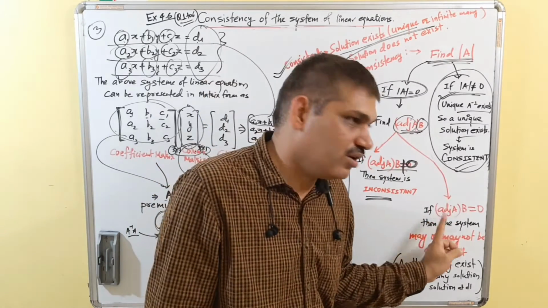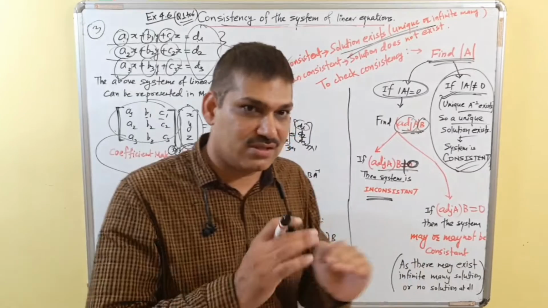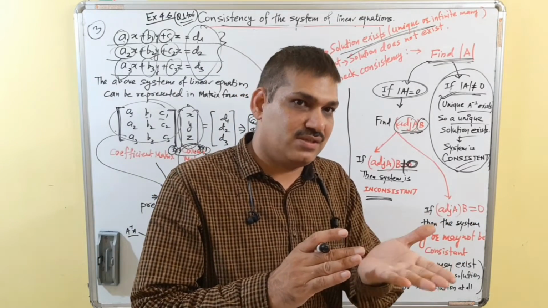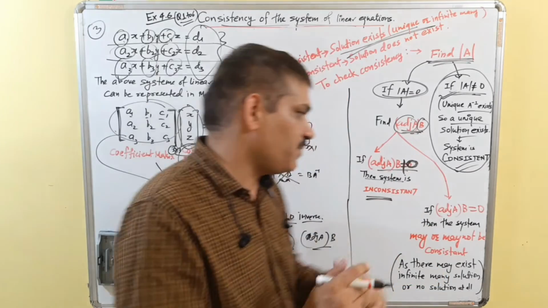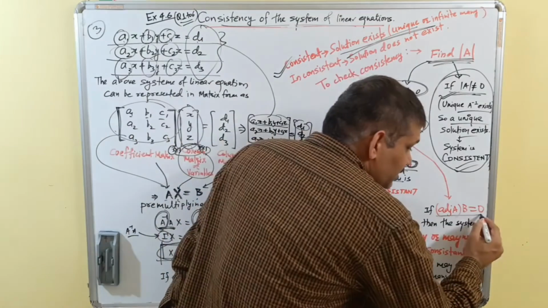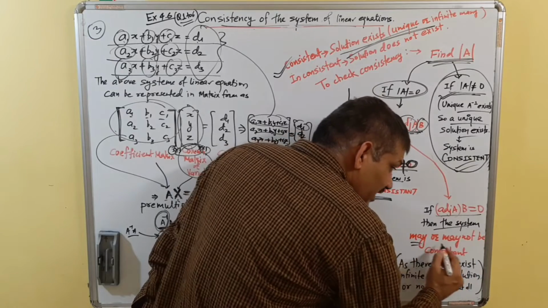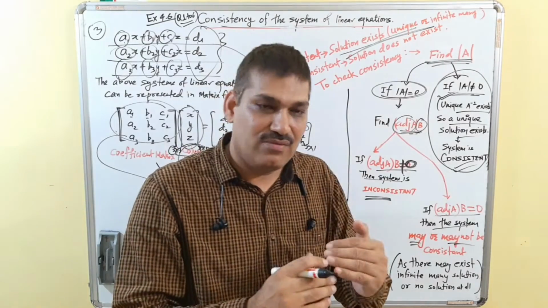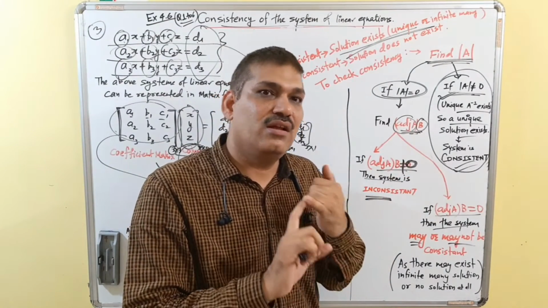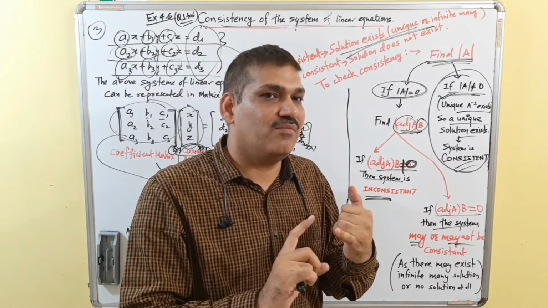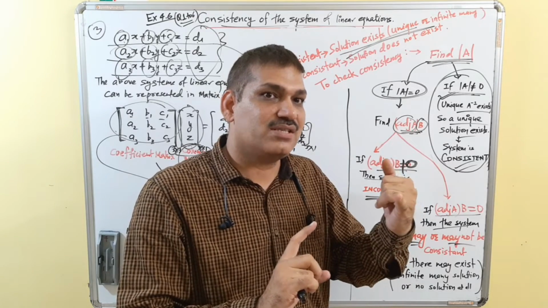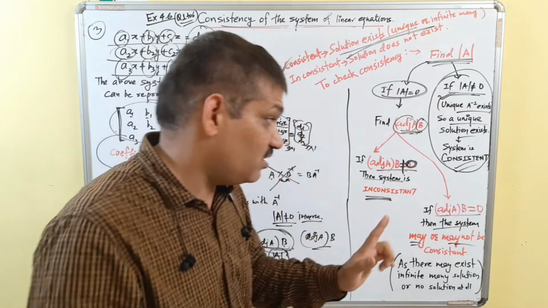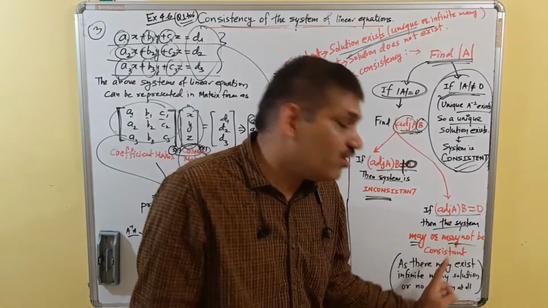But here is an important point, the most important one, because in some books it is not clearly given. There is a mistake in some of the books. See how. If adjoint A into B is equal to 0, then the system may or may not be consistent. There may be a solution in the 0 by 0 form. You must have heard of the 0 by 0 form in limits and continuity. Sometimes the limit can be evaluated and sometimes the limit does not exist. See here, it may or may not be consistent.